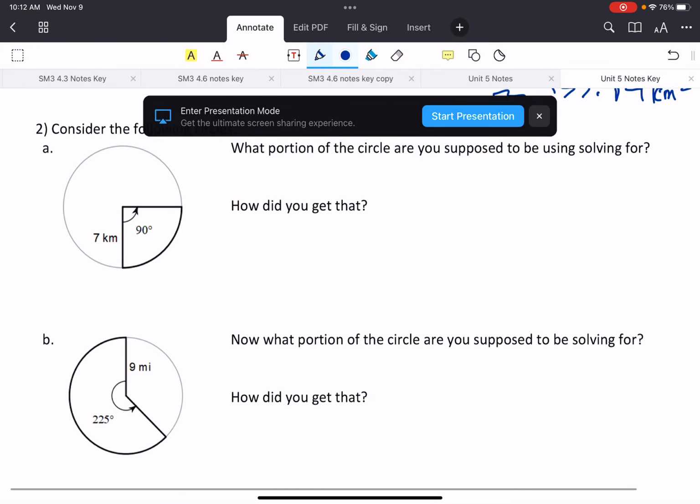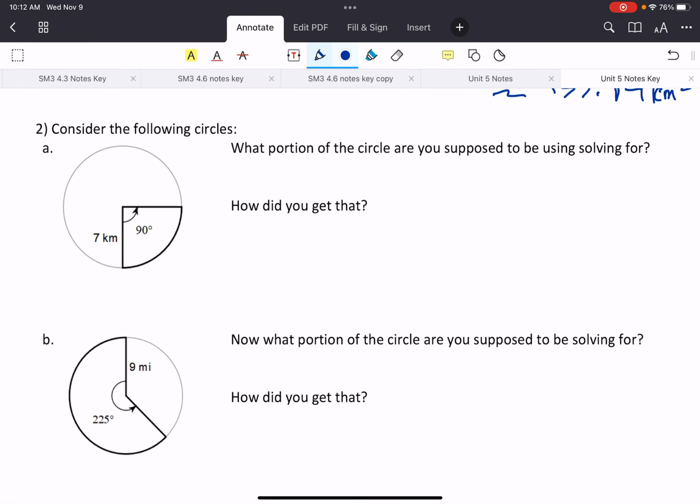Let's consider the following circles. What portion of the circle are you supposed to be solving for in this? Where the 90 degrees is. So you want to look at these highlighted or low-lighted portions. Sector.